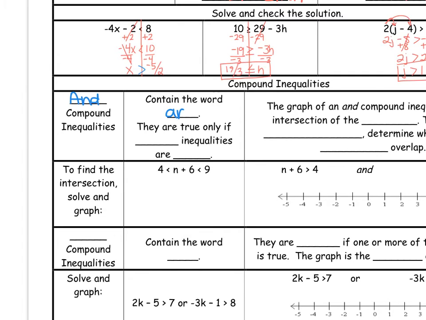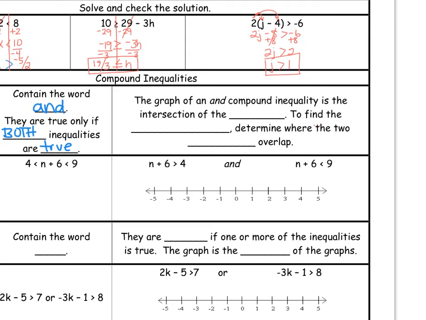And how do we know it's an and? It has the word and in it. And inequalities are true if both of the inequalities are true. The graph of an and compound inequality is the intersection of the graphs. And to find the solution, we look to see where the graphs intersect or where they overlap. And that will be the solution to both of the inequalities.